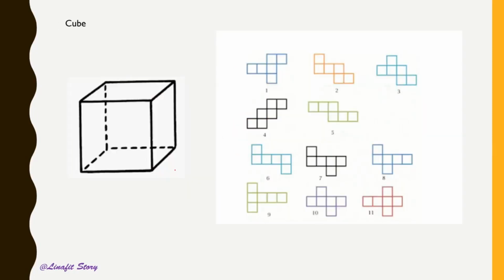A cube has 6 square faces. Its net also has 6 square faces. There are 11 unique nets of the cube.